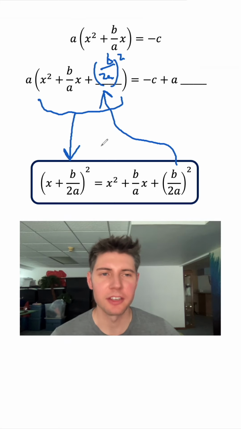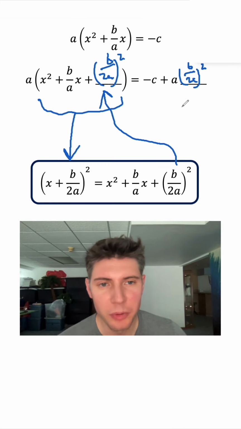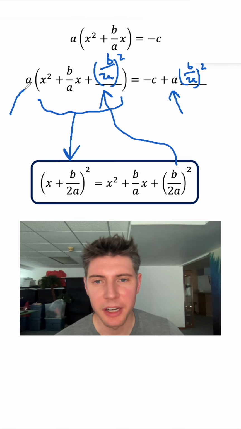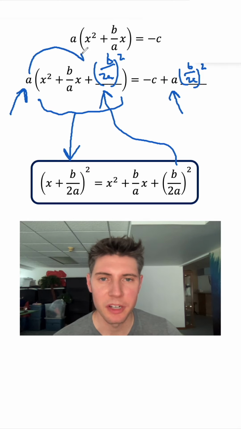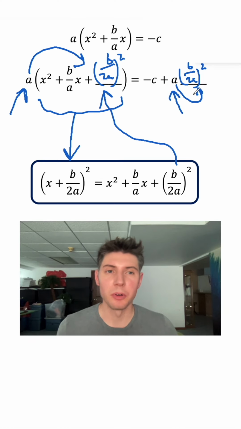I'll be able to change all of this into this. But before I do that, I also need to add a b over 2a squared on this side so that things are balanced. And then the reason there's an a here is because I have an a right here. This a is essentially being distributed to this thing I added to the left side. I also need this a to be distributed to this one so that both sides will be equal.